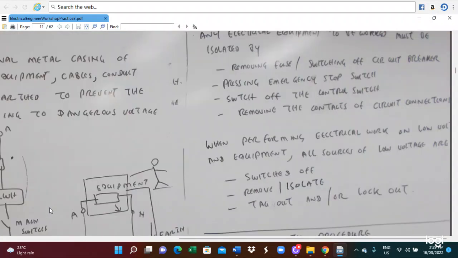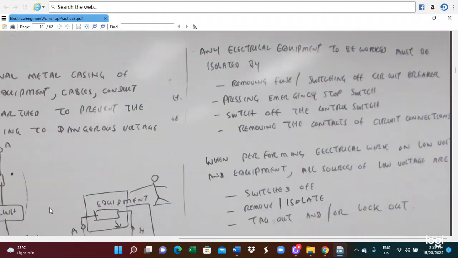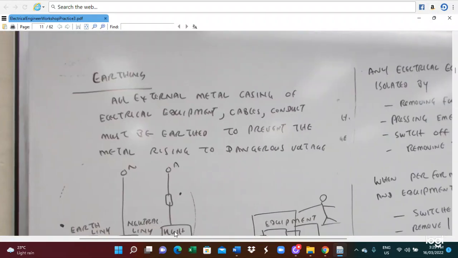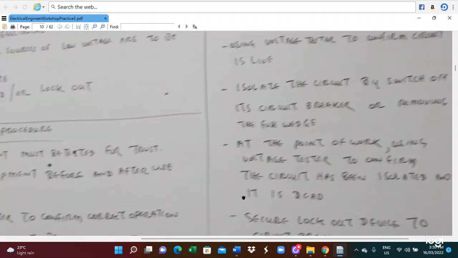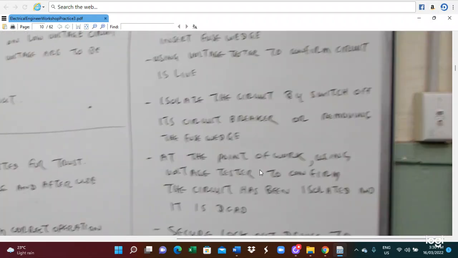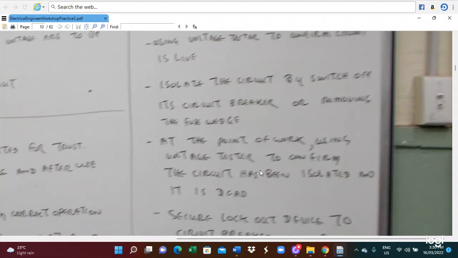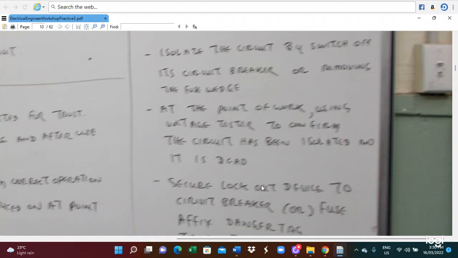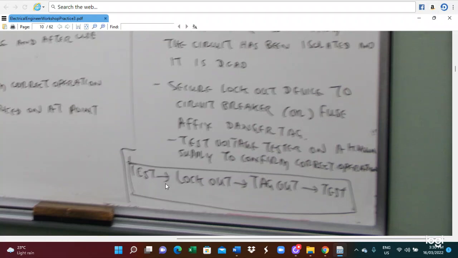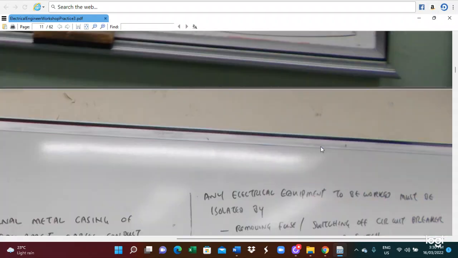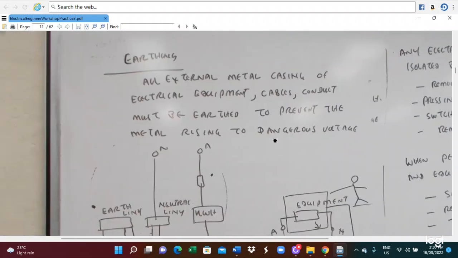So appropriate tag-out and lock-out need to be utilized. In this case, the tag-out and lock-out procedure is that we have to isolate the circuit, and then we have to use the circuit breaker. You have to put on the wedge, and at the point of the wall, we have to utilize an appropriate sign, and also a lock with a key. So it is test, lock out, tag out, and then you have to test again. So this is the tag-out and lock-out procedure.